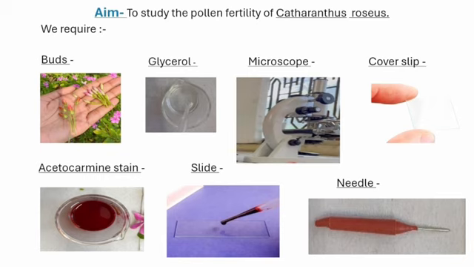Fifth, acetocarmine stain, for staining the pollen grains to observe fertility. Sixth, a slide, on which the specimen is prepared. And seventh, a needle, for transferring and spreading the pollen on the slide. These materials are used together to prepare a slide and examine the pollen fertility under the microscope.